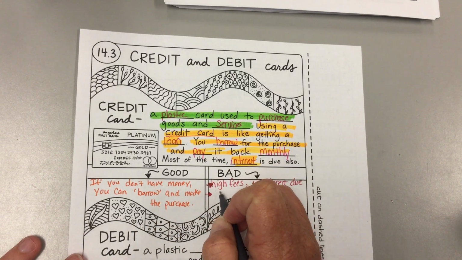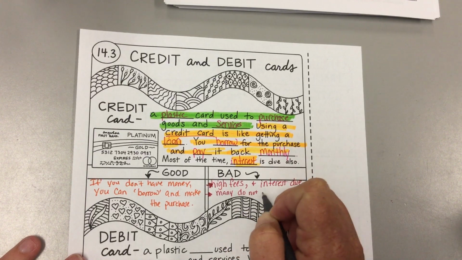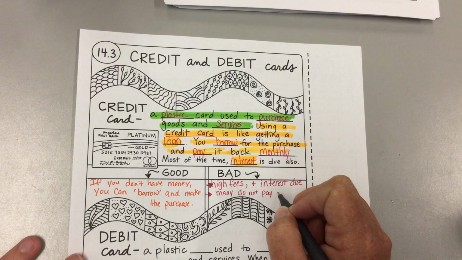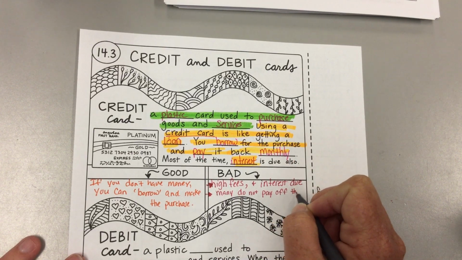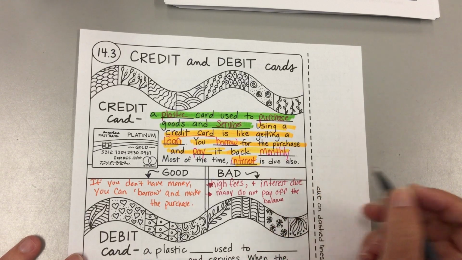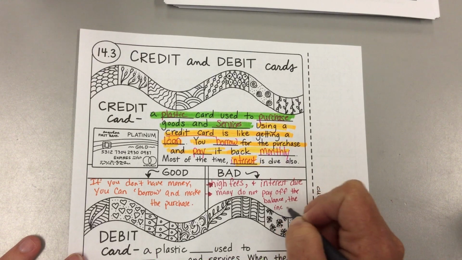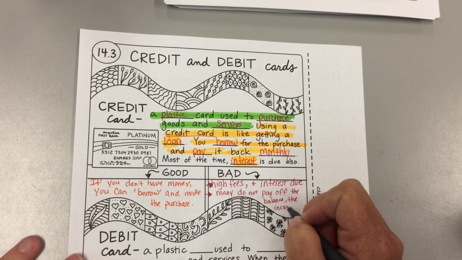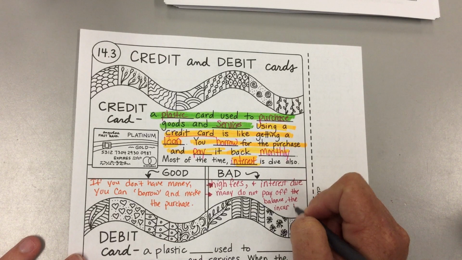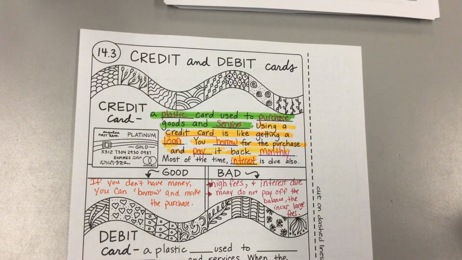So many people do not pay off the balance, and because they don't pay off the balance, they incur interest, which means they collect large fees. Sometimes interest rates could be like 25%.